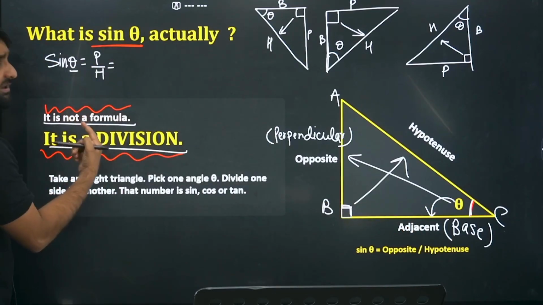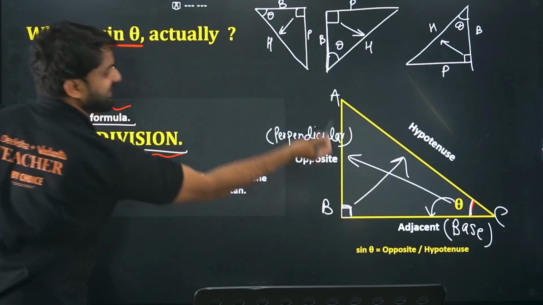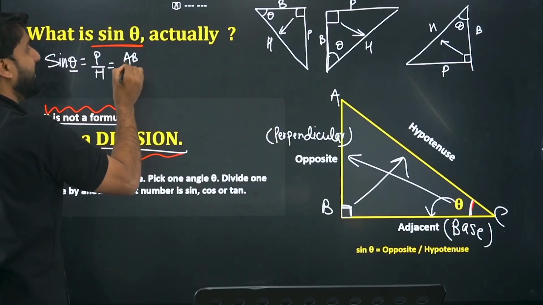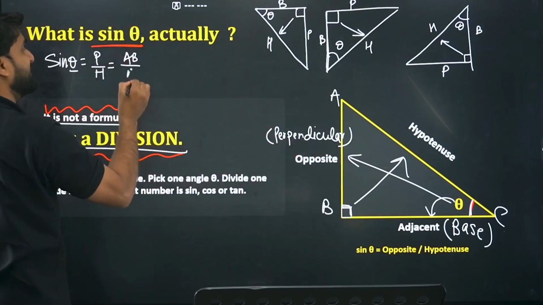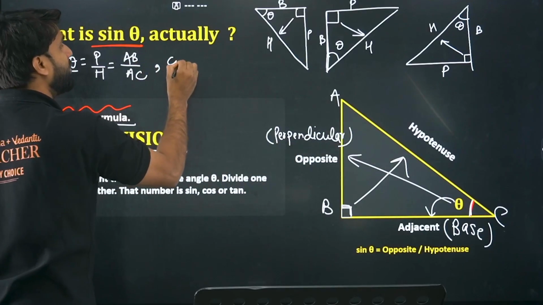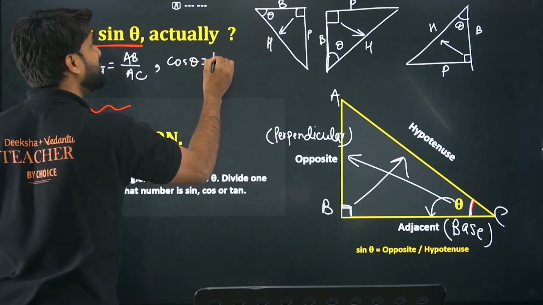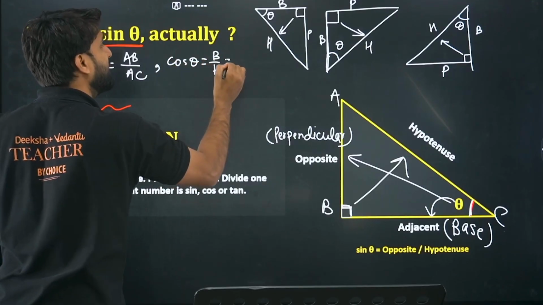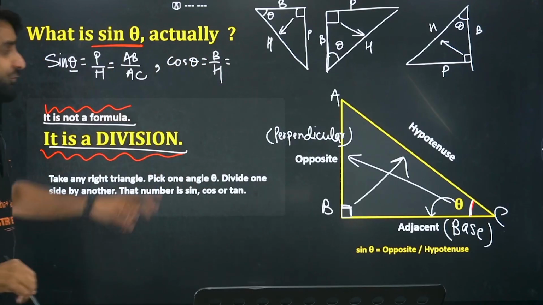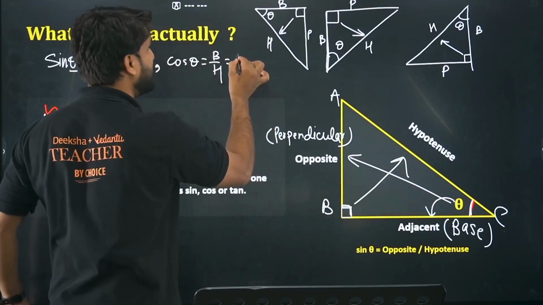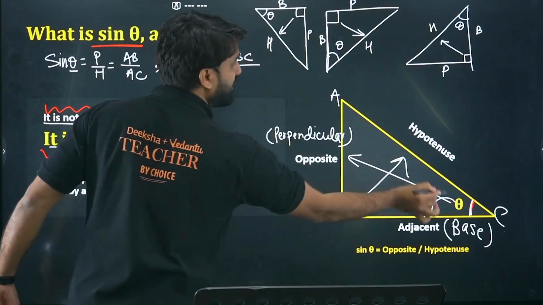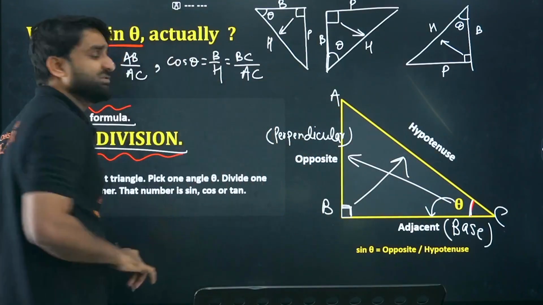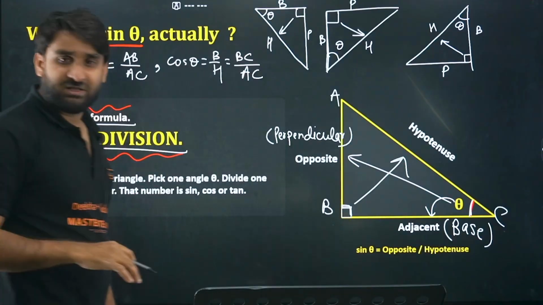So we are dealing with theta. For this theta, perpendicular is AB, so this will be AB divided by hypotenuse AC. Similarly, cos theta is the ratio of base by hypotenuse, and we are dealing with theta. So for this theta, base will become BC and hypotenuse will become AC. I hope this is clear to you all. Is it clear to you all?